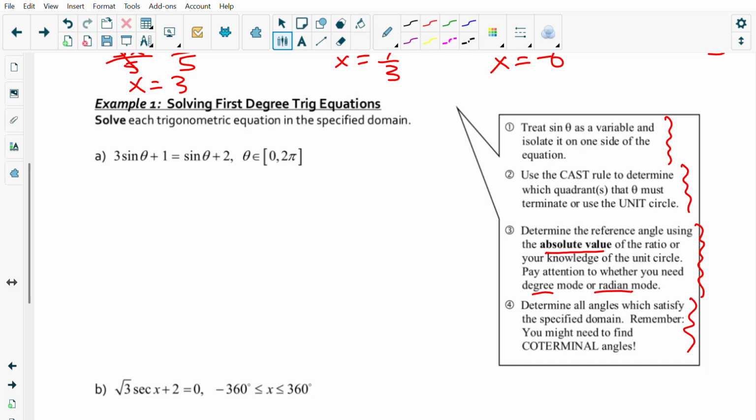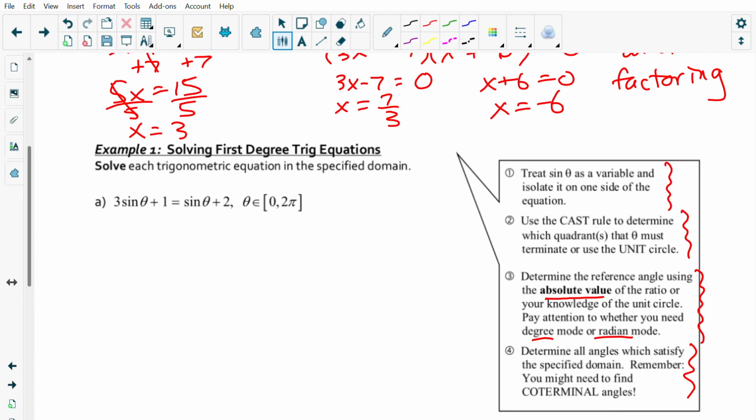Okay. Let's take a look at this. 3 sine of theta plus 1 equals sine of theta plus 2. I'm going to subtract sine of theta from both sides. That is 2 sine of theta plus 1 equals 2. Let me subtract 1 from both sides. So I have 2 sine of theta equals 1. Divide both sides by 2. I have sine of theta equals 1/2.